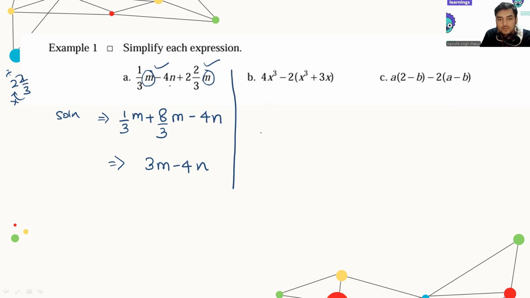Right, now let's go ahead with this one, the B part. Here you have 4x cube. I'll first of all use the distributive property and distribute this minus 2 into these two terms. So what will happen? 4x cube minus 2x cube minus 6x, I'll write. Now the like terms, already these two are like terms, so just the numbers I'll subtract. 4 minus 2 is 2. 2x cube take away 6x. Got it?